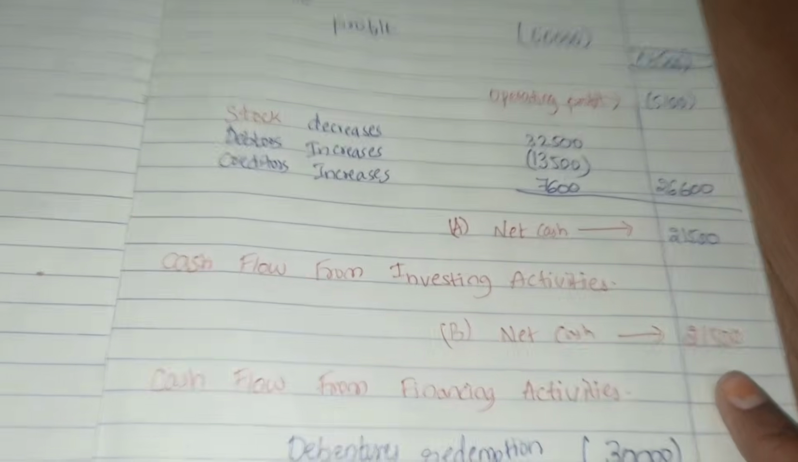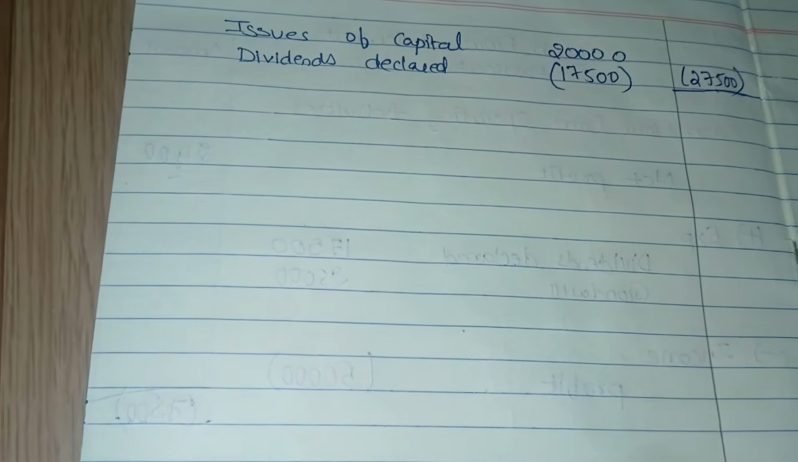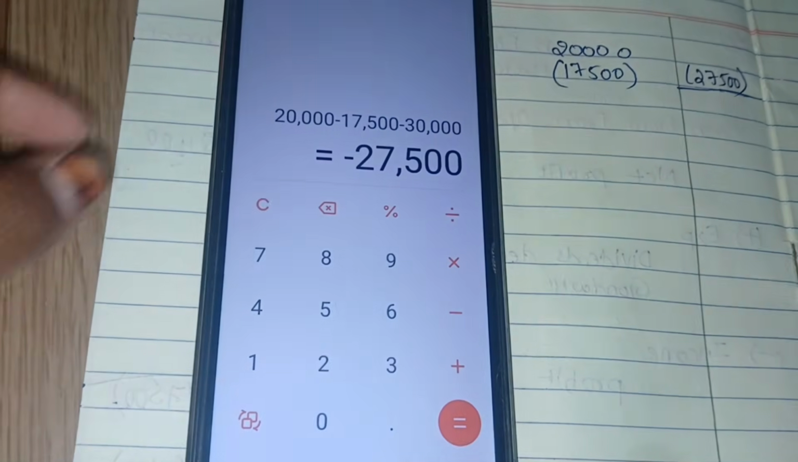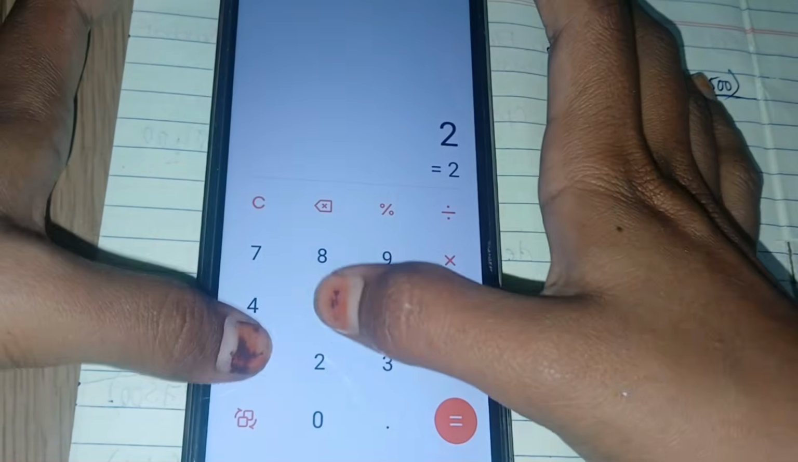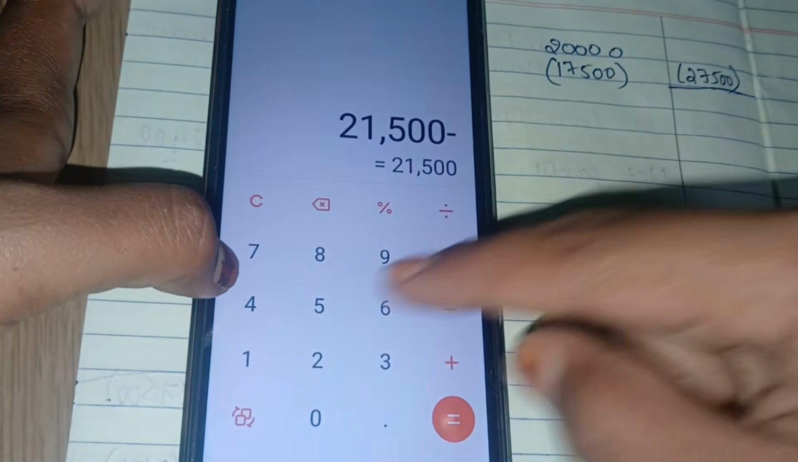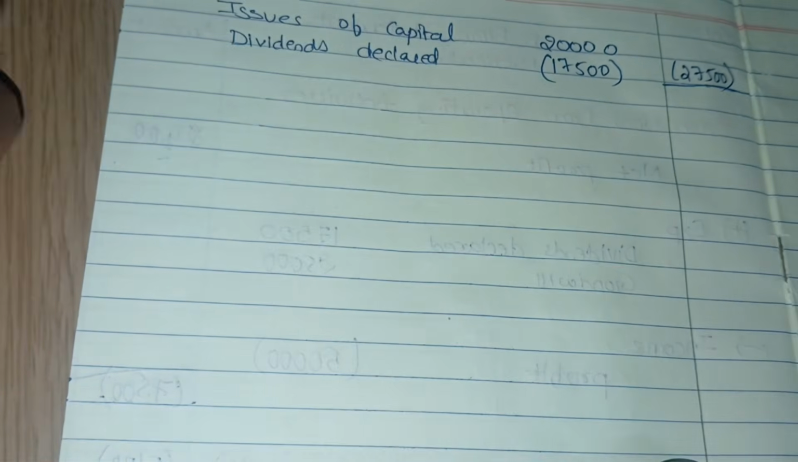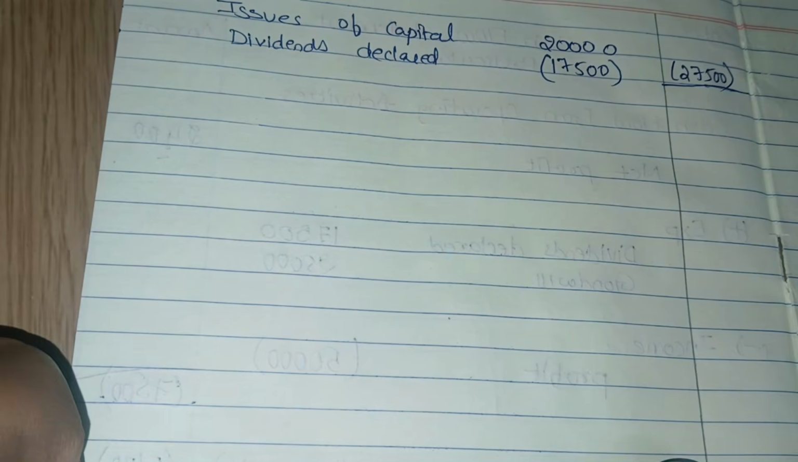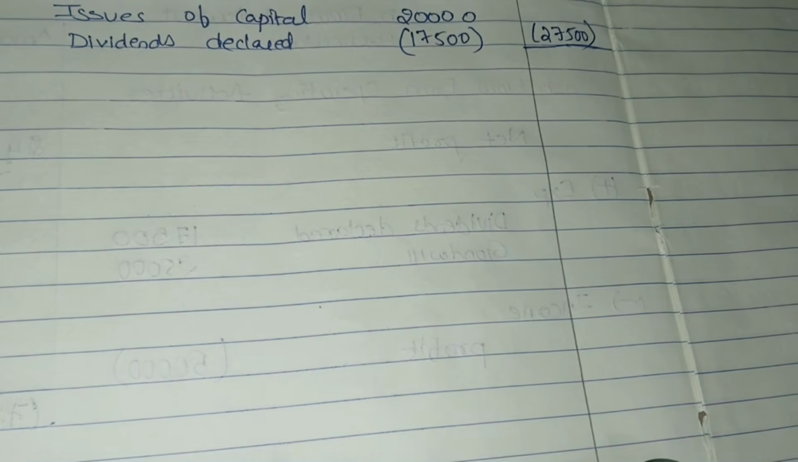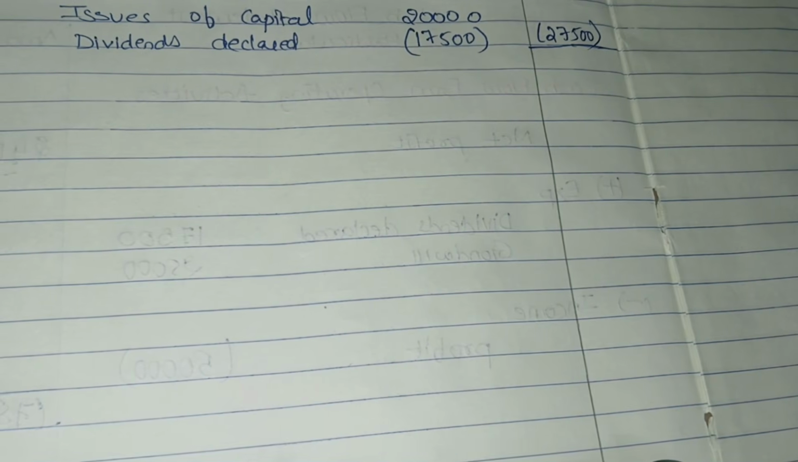21,500. Yes, here you are having 21,500. From 21,500, if you are deducting 27,500, what will be your answer? 21,500 minus 27,500. What will be the answer? Minus 6,000. Okay, so we are getting minus, that is nothing but net increase or net decrease.